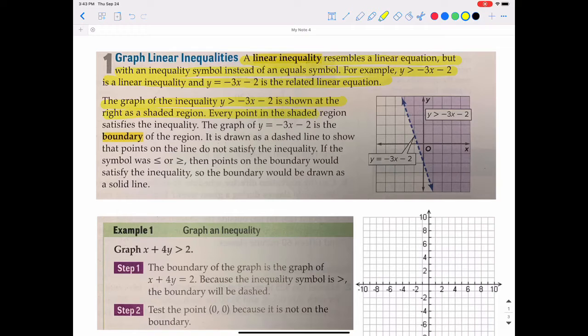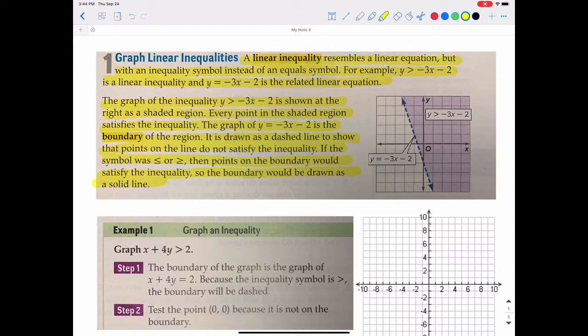Every point in the shaded region satisfies the inequality. The graph of y equals negative 3x minus 2 is the boundary of the region. It is drawn as a dashed line to show that the points on the line do not satisfy the inequality. If the symbol was less than or equal to or greater than or equal to, the points on the boundary would satisfy the inequality, so the boundary would be drawn as a solid line. I'm going to explain some of that here in just a second.